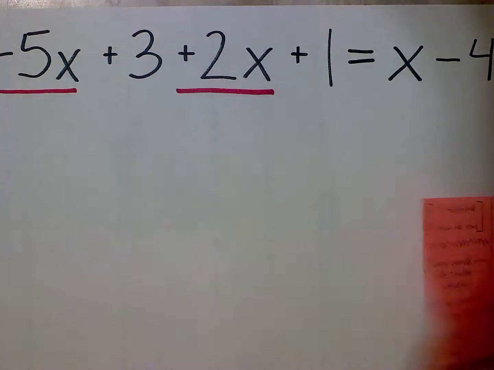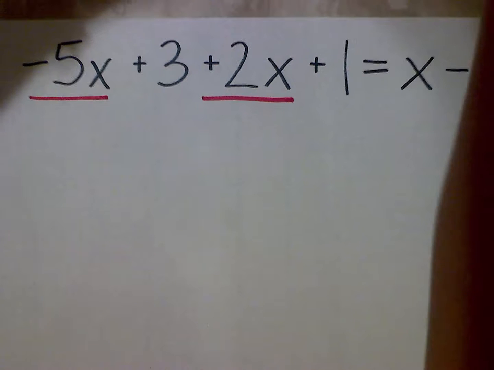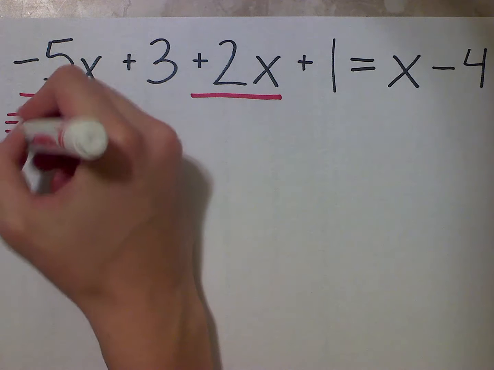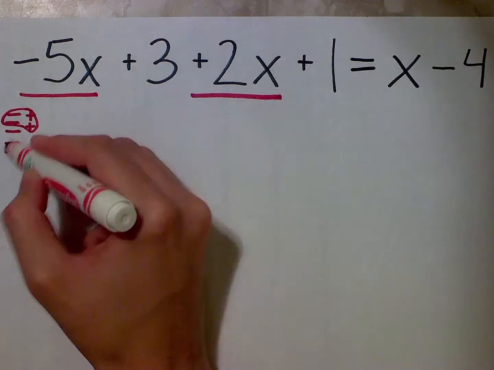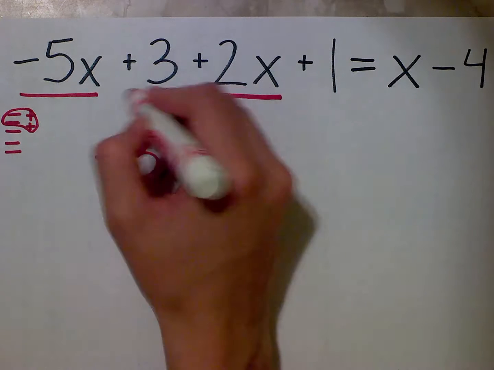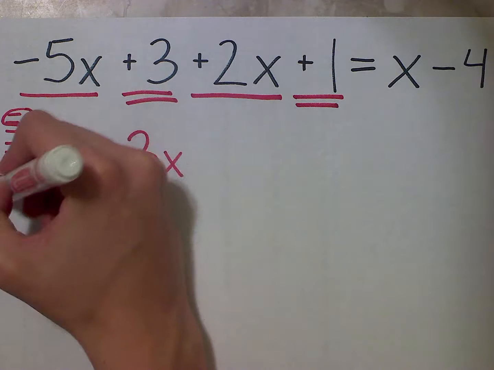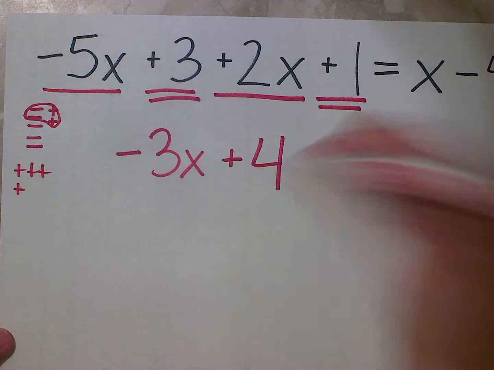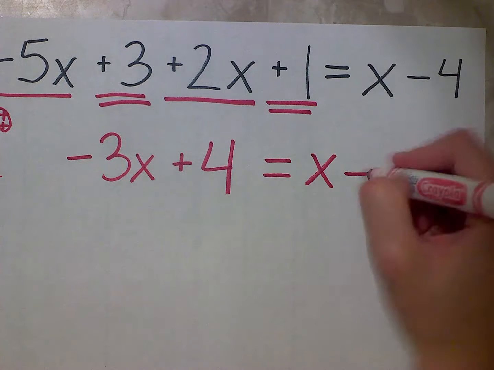So what is, right, it should just be a negative 5. Zoom out a little bit. So negative 5 and positive 2. So these cancel, and I'm left with negative 3. So this is negative 3x, and then I have 3 and 1, right? That's just 3 and another 1. That's 4 positives. That's plus 4. Equals, right? There's no like terms on this side, so this is x minus 4.